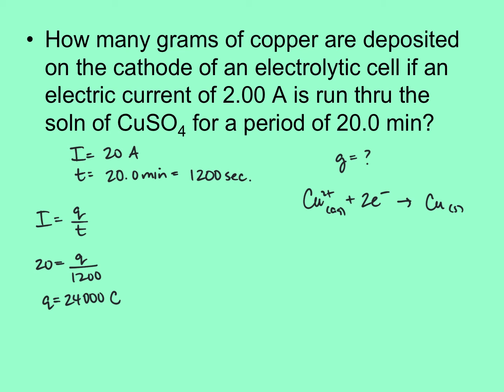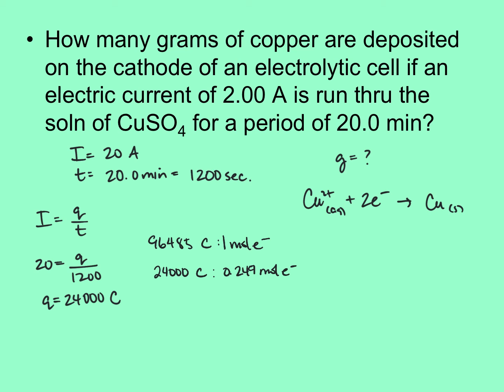Now, if you recall from my last slide, I said that 1 mole of electrons gives you 96,485 coulomb. Therefore, using proportional reasoning, if you have 24,000 coulomb, you can divide that by 96,485 to give you a total of 0.249 mole of electrons.